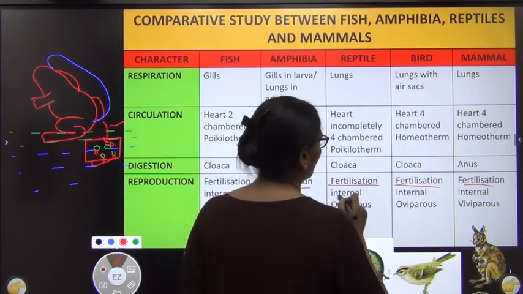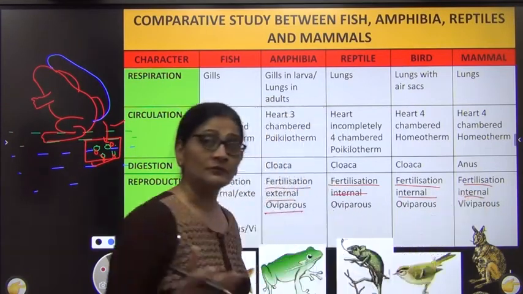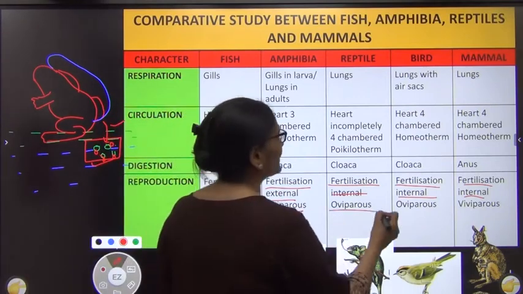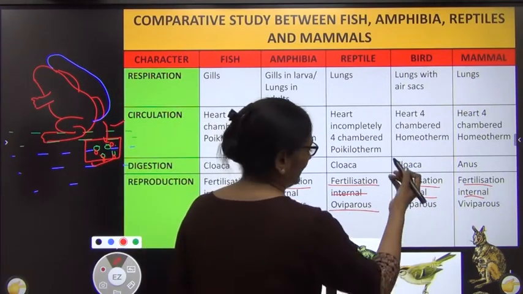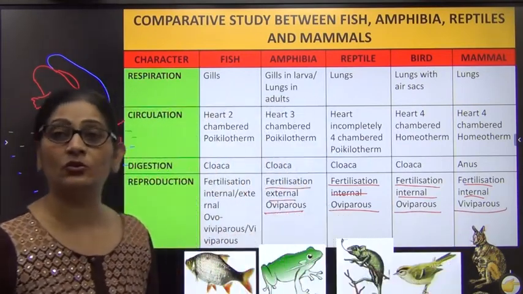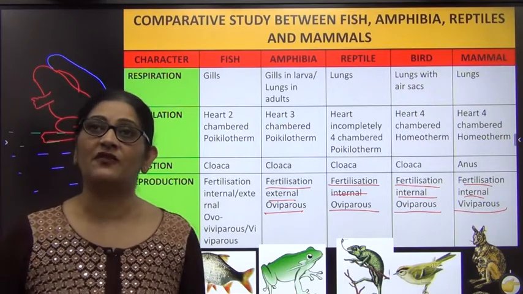In reptiles, birds and mammals, fertilization is internal. The male gamete is transferred into the body of the female and they lay eggs. You know that birds lay eggs. Reptiles lay eggs. It is only mammals which directly give birth to young ones. That means they are called viviparous.